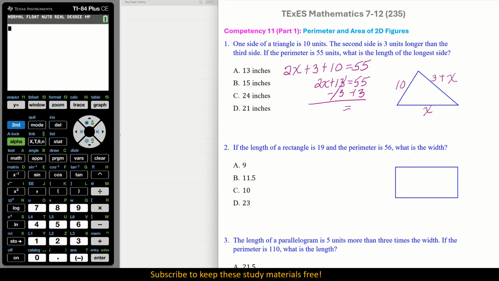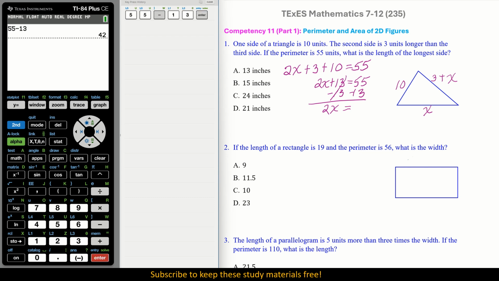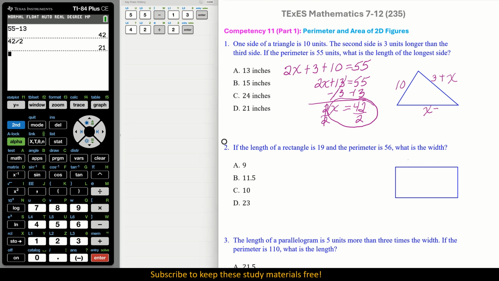So what do I really have now? 2x equals, using the calculator, 55 minus 13. Even though we could probably do it in our head, it's always good when you're taking a test to go ahead and use your calculator. Now we divide by 2. Obviously that would be 21. So that is 42 divided by 2. Always double check. Yes, that's 21. So this says that x equals 21.